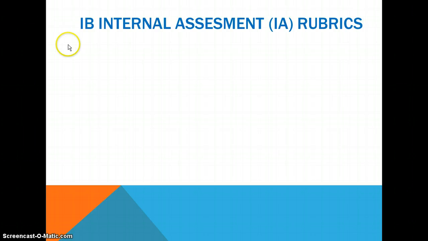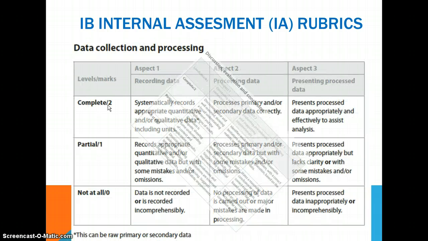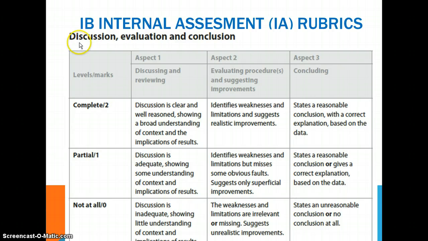So when we're talking about these internal assessments, they're all based on 3 different rubrics, and we're only talking about 2 of the rubrics, and here they are. The first rubric is called the DCP section. It has 3 aspects, those are the columns, and each of them is worth 2 points, for a total of 6 points. The second rubric is the discussion, evaluation, and conclusion, the DEC rubric. That is also 3 aspects, each of them out of 2 points.